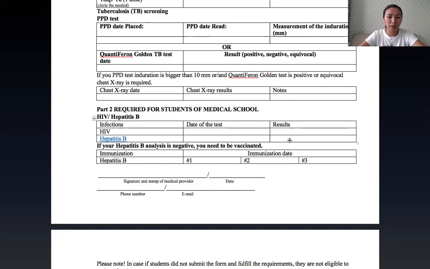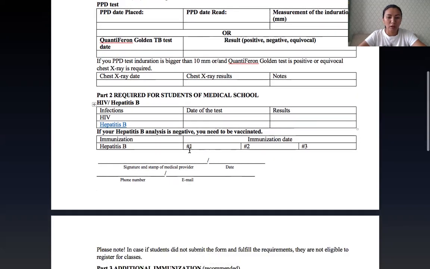For hepatitis B, the result shouldn't be less than 10 milliunits in 1 milliliter of the serum. If it's less, you need to be revaccinated. You also need to indicate the immunization data against hepatitis B. It consists of 3 doses of vaccination, and the period between the 1st and the 2nd is 1 month. Between the 2nd and the 3rd, it's 6 months. So you need to be vaccinated ahead.